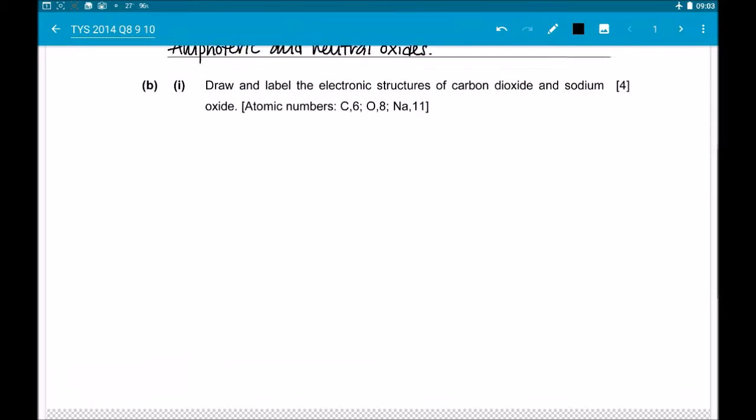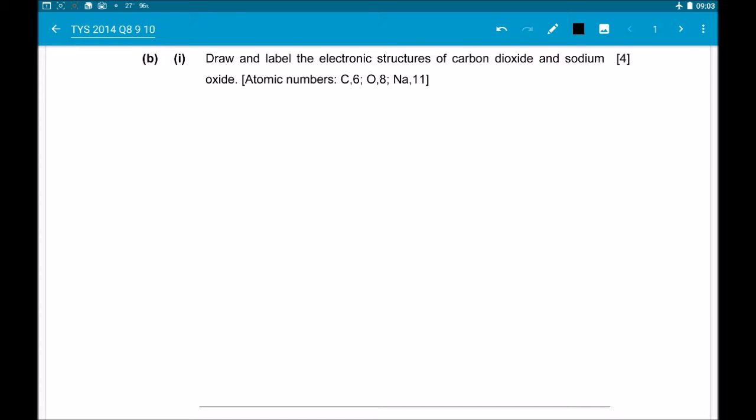Moving on to B part 1, draw and label the electronic structures of carbon dioxide and sodium oxide. Let's first look at carbon dioxide. Carbon dioxide has the chemical formula CO2. Since both carbon and oxygen are nonmetals, the bonding present in carbon dioxide is covalent.